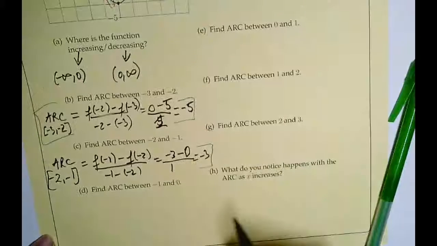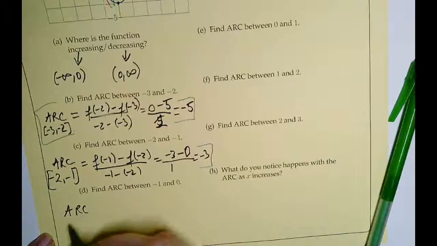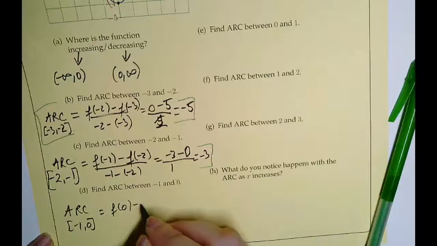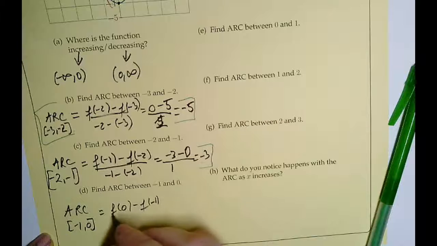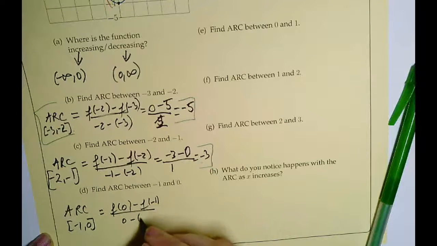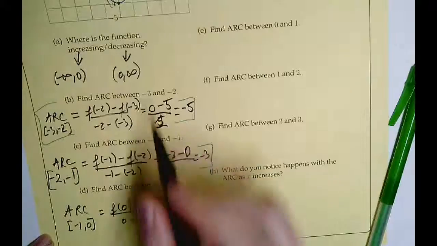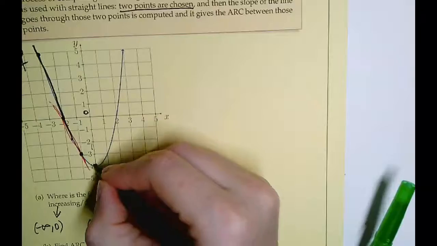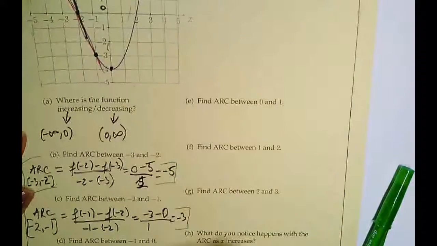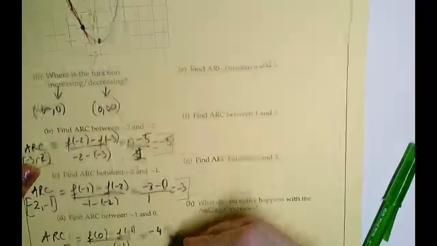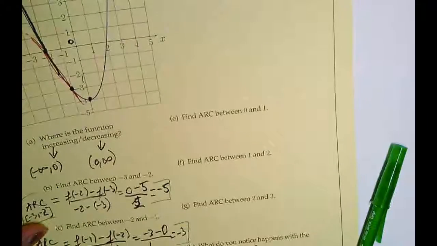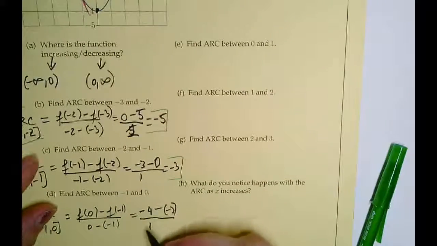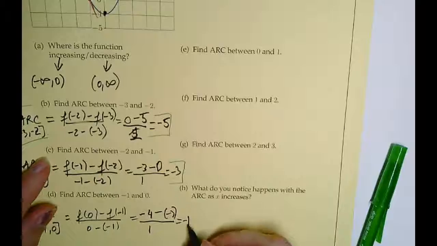What about between negative 1 and 0? The average rate of change between negative 1 and 0 is going to be f of 0 minus f of negative 1 over 0 minus negative 1. So f of 0 is negative 4, minus f of negative 1, which was negative 3, over 1. So this one is negative 4 plus 3. This one is negative 1.